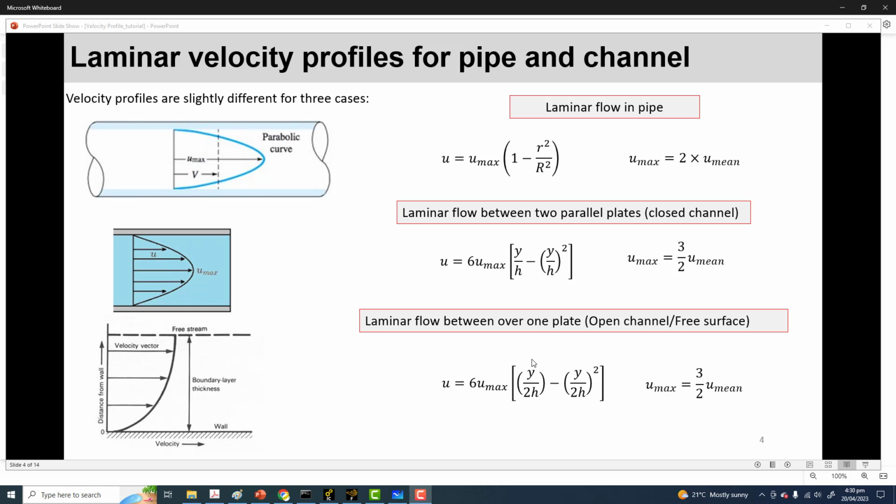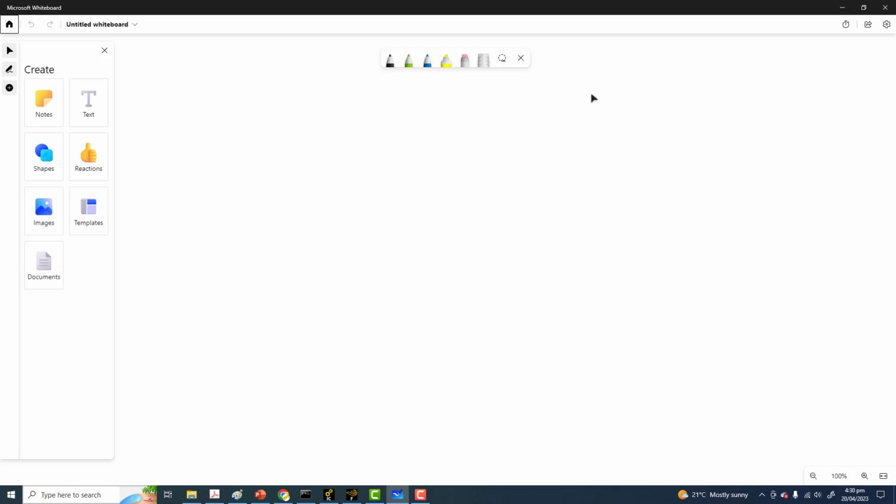In this video, we are going to derive these velocity profiles using analytical techniques. So start with the first problem, that is the laminar flow in a circular pipe. And here the first case is the laminar flow in a pipe. And so just let me draw the pipe here.